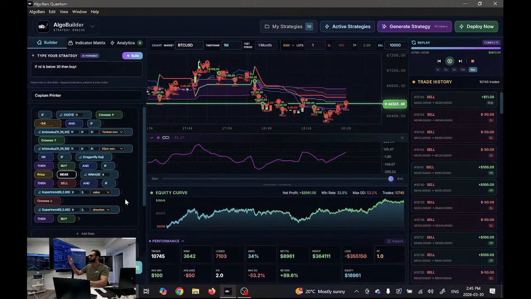But with our system, you can build it, you can test it, and then once you save it, you can actually deploy it to your live account. And then you don't have to take any trades because the automated strategy will take the trade for you.